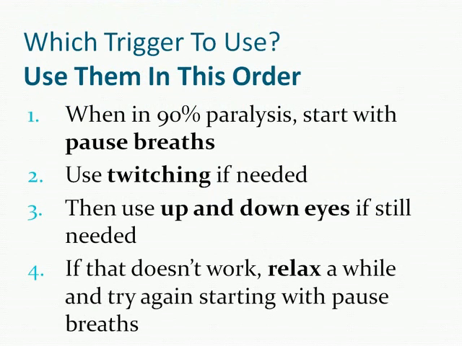The most reliable strategy is to start with a few pause breaths, which usually is all it takes to get to 100% paralysis. If that doesn't work, then use muscle twitching. If that doesn't work, then use up and down eye movements. If that still doesn't work, then just relax for a few more minutes and then use the triggers again.